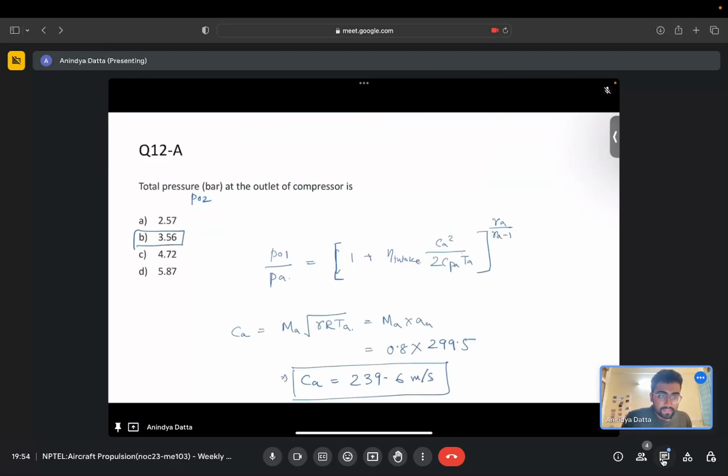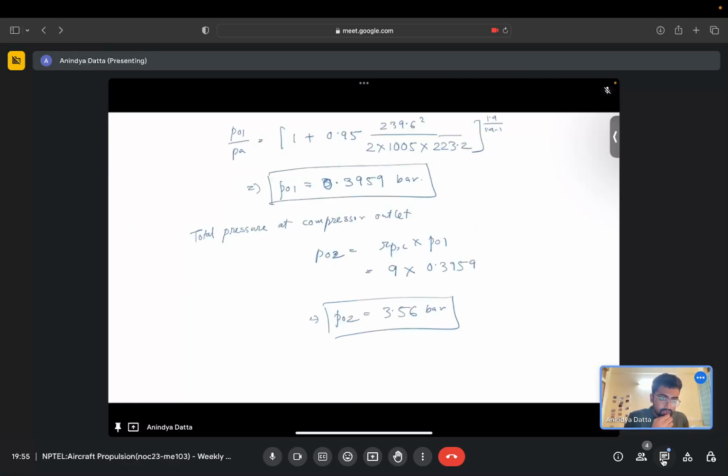So this was only the first question. First we compute the total pressure at the inlet of the compressor using the intake isentropic efficiency, and then if you multiply with the pressure ratio, we will get the pressure at the compressor outlet. Okay, so next question.